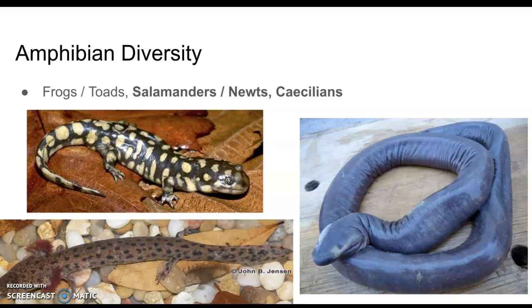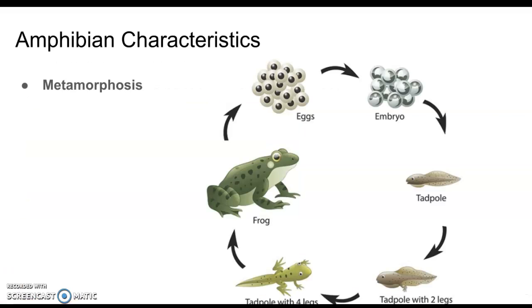So one of those adaptations, having to lay eggs underwater, causes these organisms to have another adaptation called metamorphosis. Metamorphosis is the process of changing basically from eggs into adulthood. There are two distinct phases that these organisms have to go through in order to become adults. The first phase is the tadpole phase, which is the immature phase, and it occurs in water.